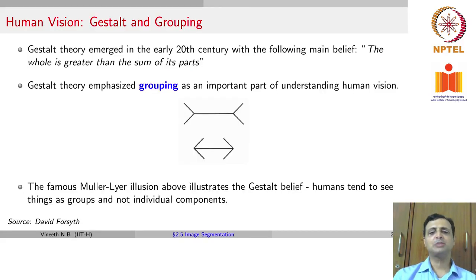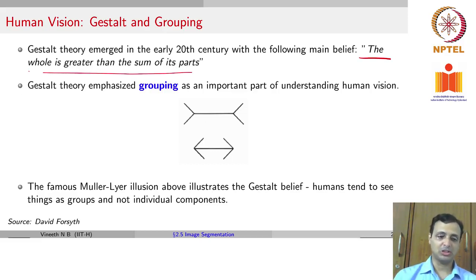Human vision has been studied extensively from several perspectives, and one of the perspectives of human perception has been based on what is known as the Gestalt theory, which emerged almost 100 years ago, which had this fundamental principle that the whole is greater than the sum of its parts. And one of the important cornerstones of this theory was the idea of grouping to understand human vision.